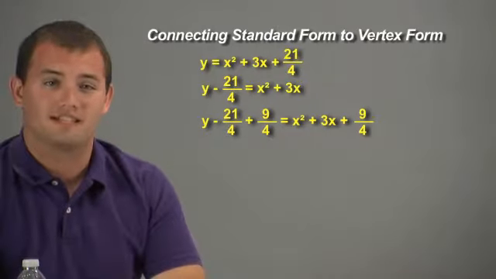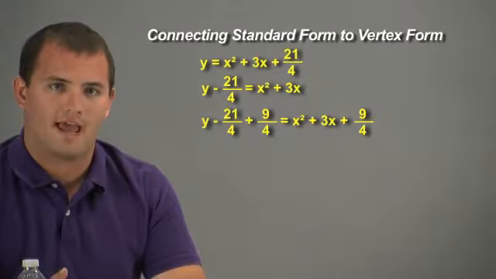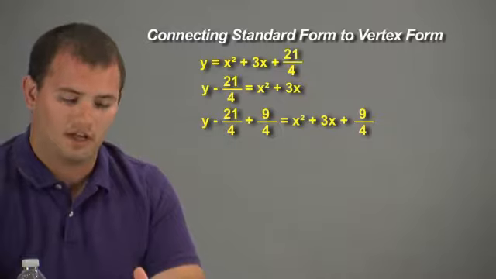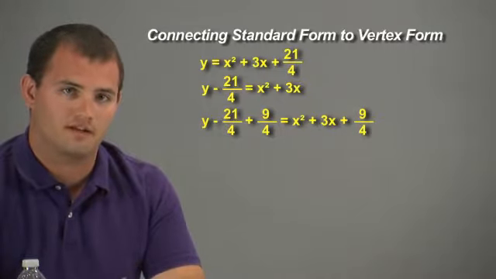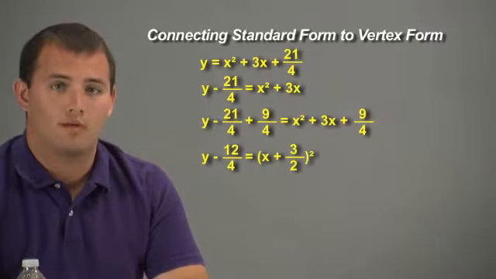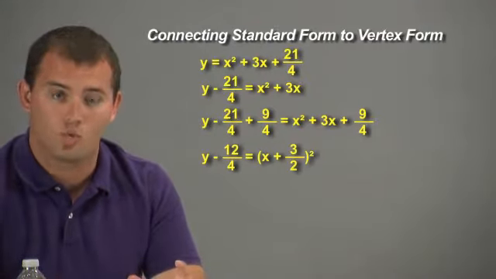Third step, let's simplify the equation, including unfactoring the right side. Remember to take half of b, add it to x, and square that sum. The left-hand side of our equation will simplify down to y minus 12 divided by 4, and that will equal x plus 3/2 that quantity squared.